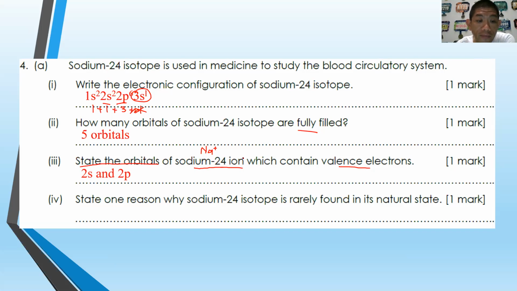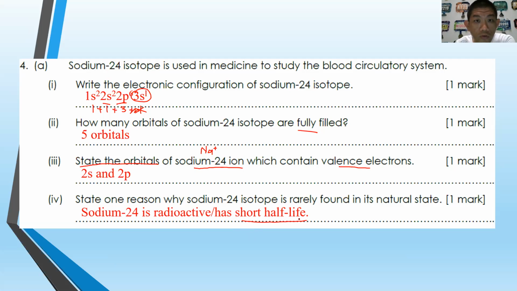Okay, so that is for number 3. And number 4, state 1 reason why sodium-24 is rarely found naturally. So you have to understand why sodium-24 is so little. Either you say that it has a short half-life or disintegrates easily. You can also say that it is radioactive, no problem. But usually we recommend students to write it has a short half-life. Okay, so that will be for question number 4.